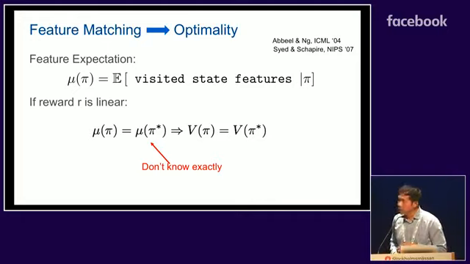Now, of course, this is somewhat idealized, right? Because in practice, we can't really estimate this quantity, mu pi star, exactly, because we only have a limited number of demonstrations. So in a way, this problem is also ill-posed, similar to the original inverse reinforcement learning problem. And so we need to apply some restriction.